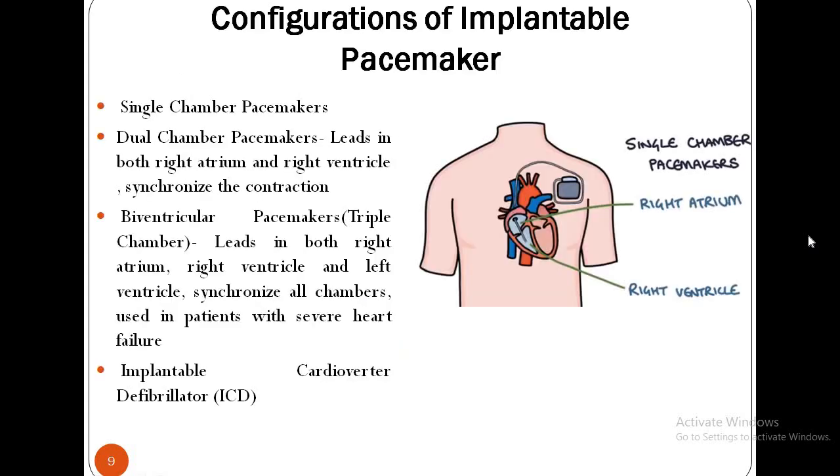The three types of pacemakers based on chambers are single chamber, dual chamber, and biventricular pacemakers. In a single chamber system, only one pacing lead is placed into a chamber of the heart, either the atrium or the ventricle. In a dual chamber pacemaker, wires are placed in two chambers of the heart. One lead paces the atrium and one paces the ventricle. In a biventricular pacemaker, leads are placed in both the right atrium and right ventricle and the left ventricle. It synchronizes all the chambers and is used in patients with severe heart failure.